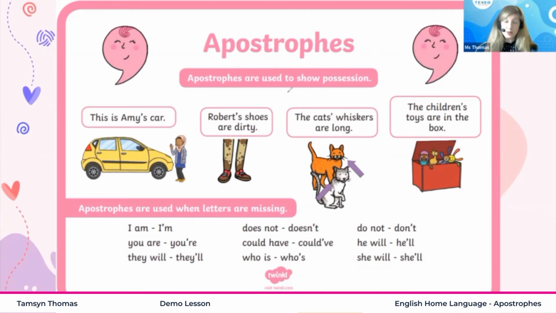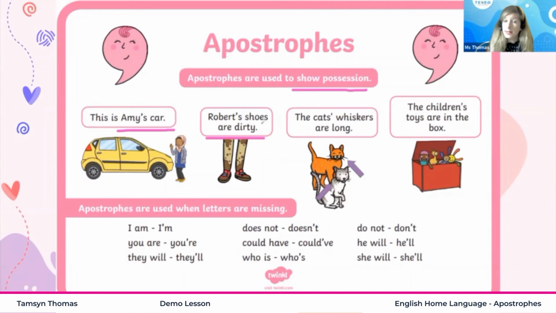The second use of the apostrophe that we've learned about today is showing possession. Over here we have one person, Amy, owning a car, and one person, Robert, owning shoes. Yes, Sarah? That's also a very good question, Sarah. I like the way you guys are thinking.